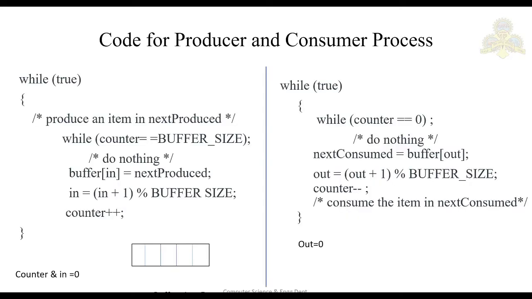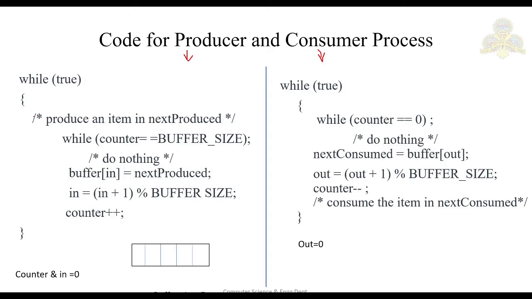Okay, so this is the code for your producer and consumer process. On the left hand side, this is your producer process and this is your consumer process code. Okay, so first we'll see about the producer process. After that we'll come and see the consumer one. So first we have this condition here, right? While true. This means there is no condition. So this while loop is always true.